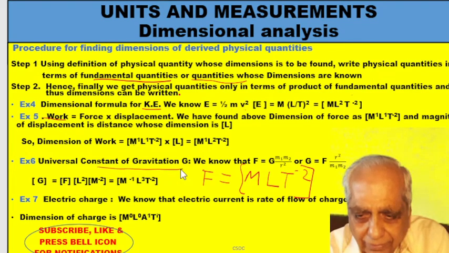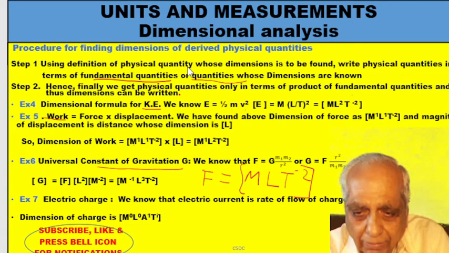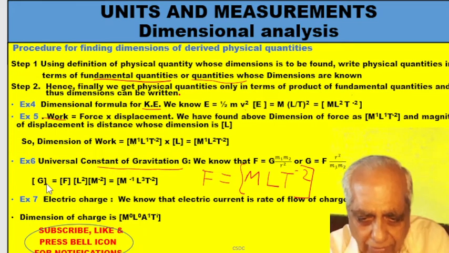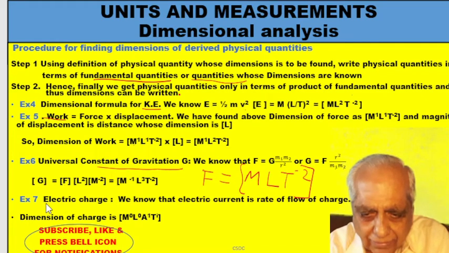Next, universal constant of gravitation G. We know F is equal to, first step, the definition of the physical quantity. So F is equal to G m1 m2 by r square. I want G, so I will write G is equal to F r square by m1 m2. Now I know the dimensions of F. I know the dimensions of r square are going to be L square. The denominator is m into m, so M raised to minus 2. So I will say the dimensions of G are force, L square, M raised to minus 2. Substitute the dimensions of force and multiply this, you will get the answer. Is it all right?